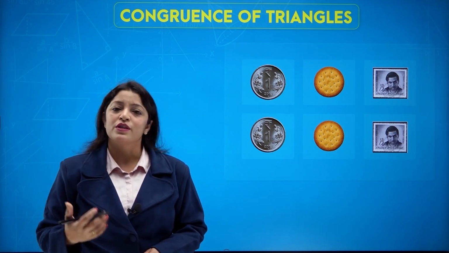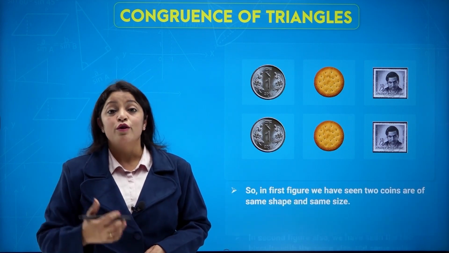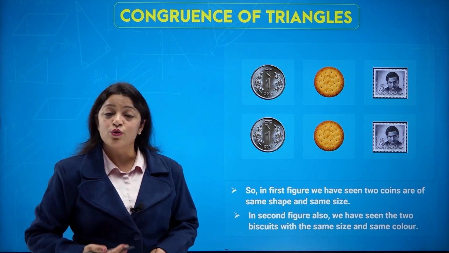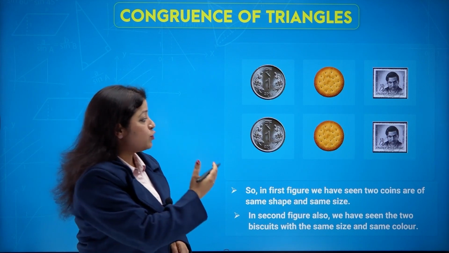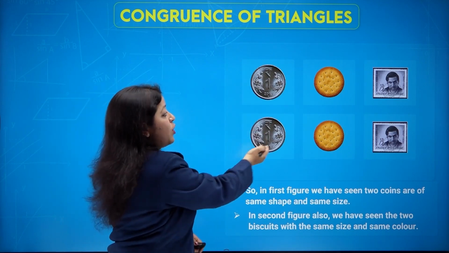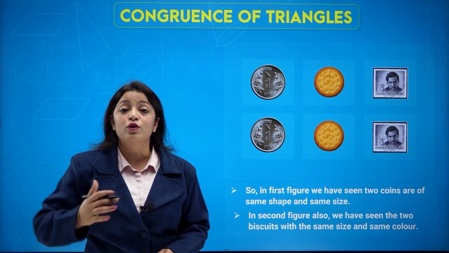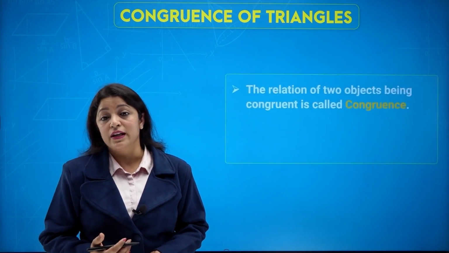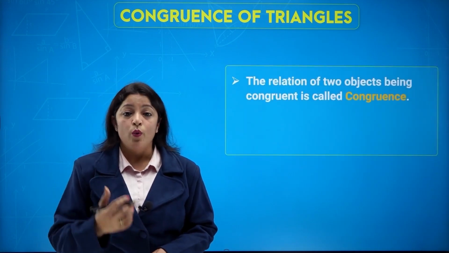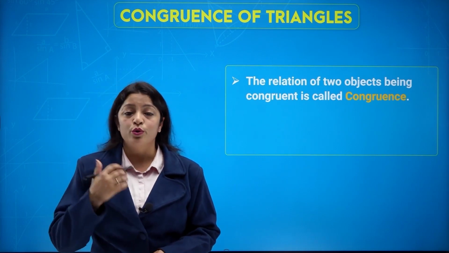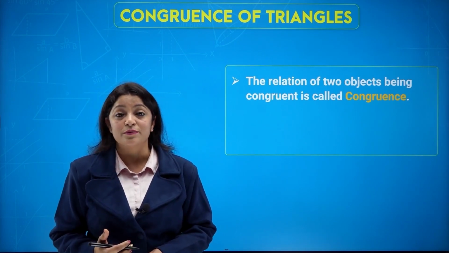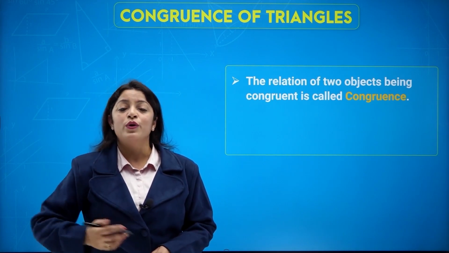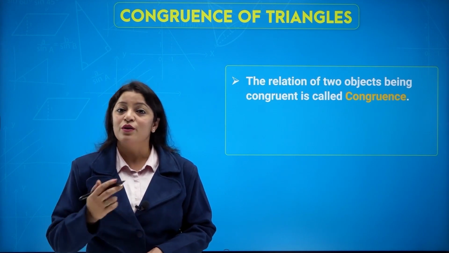But before we go into the depth of this topic, let us first see what you understand by the word congruent. Here we have noticed that in these three figures, if you superimpose the first one over the second or the second over the first, you'll be able to see only one object. That means we can conclude that the relation of two objects being congruent is called congruence. So if two things are exactly of the same shape and same size, we call those objects congruent objects.